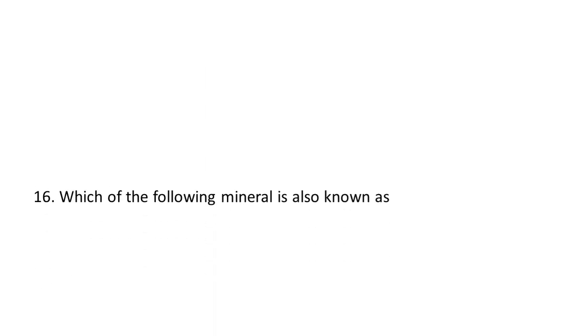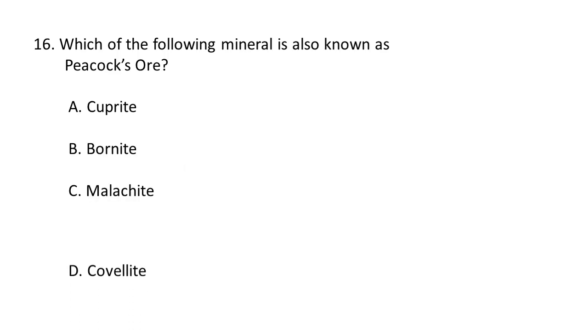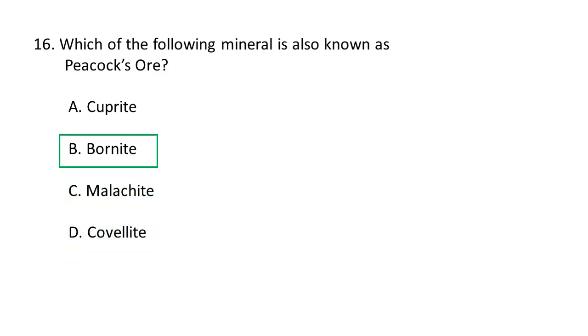Next question. Which of the following minerals is also known as peacock ore? A. cuprite, B. bornite, C. malachite and D. covellite. So the correct option is B, bornite. Bornite is also known as peacock ore. It is a copper mineral with a chemical composition of Cu5FeS4, and it is a sulfide mineral that crystallizes in the orthorhombic system.